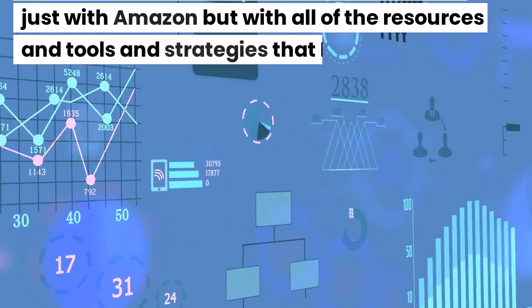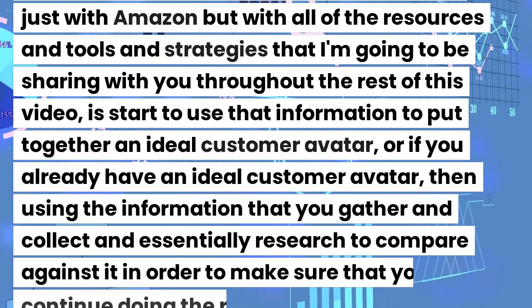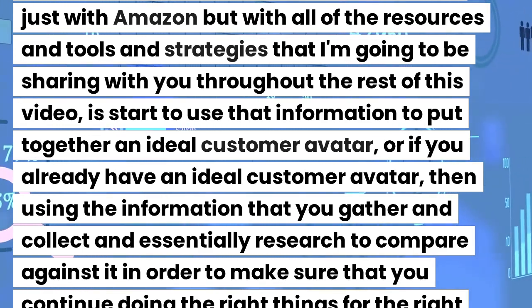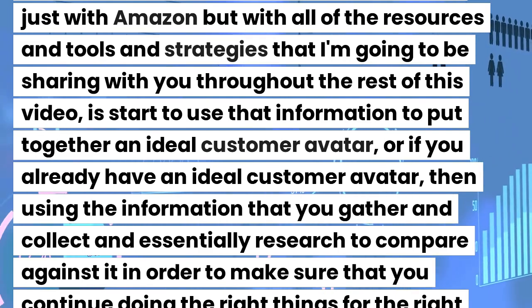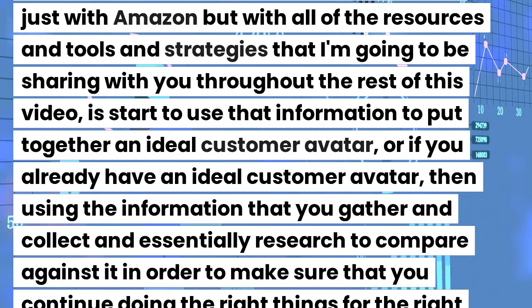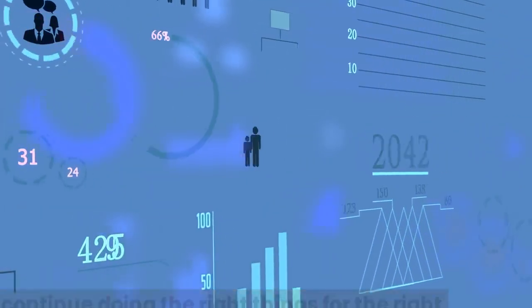Another thing that you want to do here, not just with Amazon but with all of the resources and tools and strategies that I'm going to be sharing with you throughout the rest of this video, is start to use that information to put together an ideal customer avatar. Or if you already have an ideal customer avatar, then use the information that you gather and collect and essentially research to compare against it in order to make sure that you continue doing the right things for the right people in the right place.